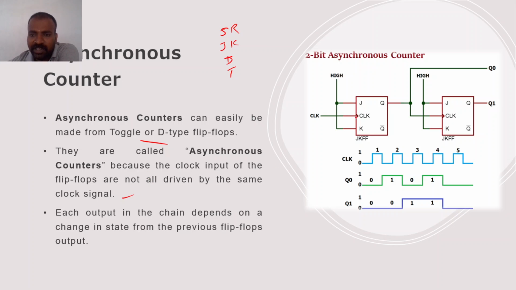Have a look at this. For the first flip-flop only, we give the clock pulse. The second flip-flop's clock pulse is driven from the previous flip-flop's output. This is the main thing in the asynchronous counter. Each output in the chain depends on a change in the state of the previous flip-flop's output. Each flip-flop has to wait for the previous flip-flop's output because the clock is connected from the previous one. Once the previous flip-flop provides some output, only then will the next flip-flop be activated. So this is the introduction about the asynchronous counter.